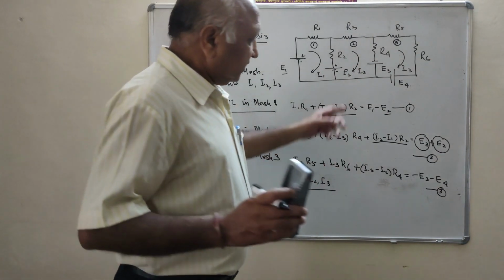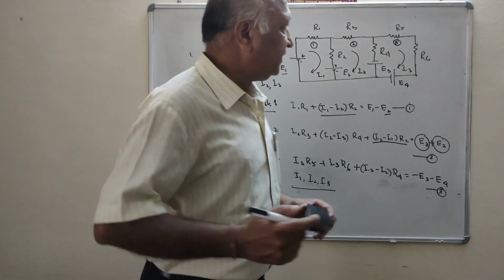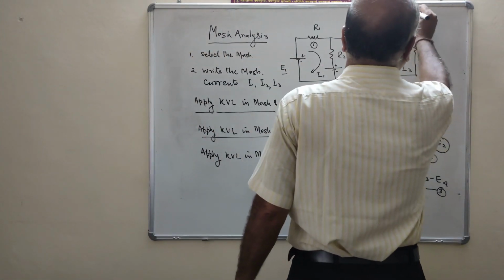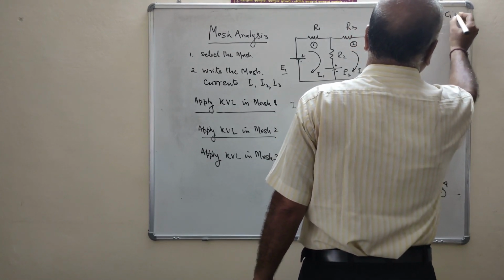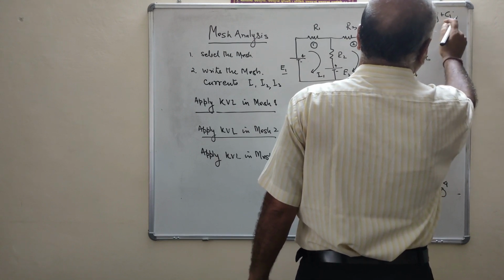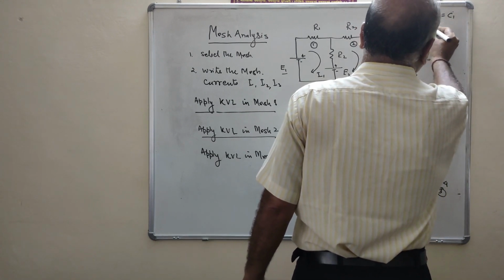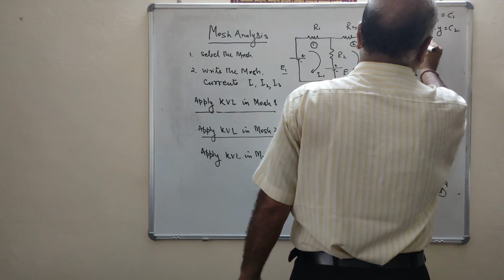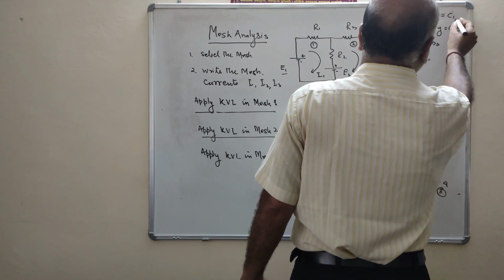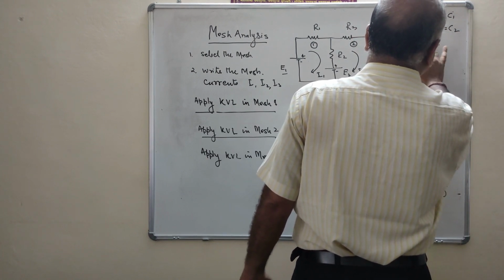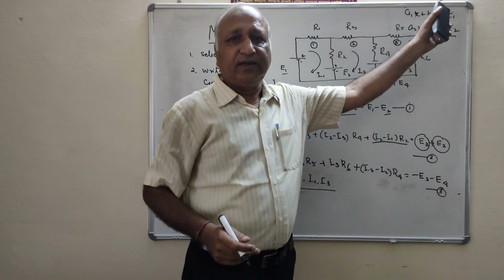Clear? These equations can be solved with the help of the calculator. Suppose there are two unknowns, it will be a1x plus b1y is equal to c1, a2x plus b2y is equal to c2. Now we have to solve these equations with the help of the calculator.